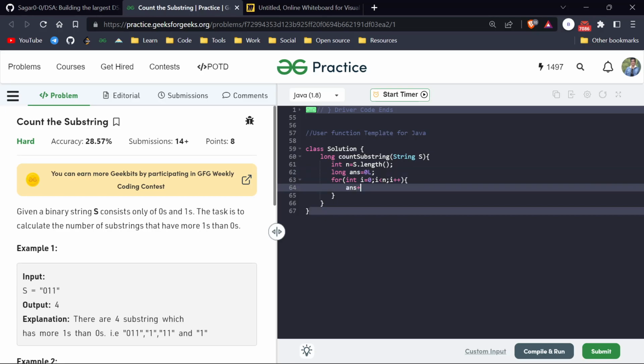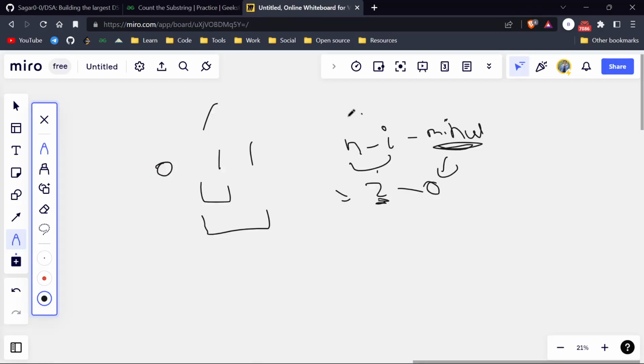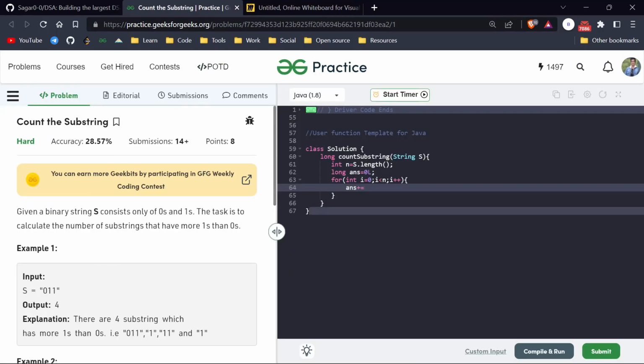And after that, what value do we have to add? We will add n minus i minus this minus. So what does this minus represent? It represents the number of substrings which have more zeros than ones. So we just have to add n minus i. This n minus i is the total number of substrings, and we have to reduce this minus, and this minus, as you know now, we have to make it long. So we will just multiply it with 1L, okay?